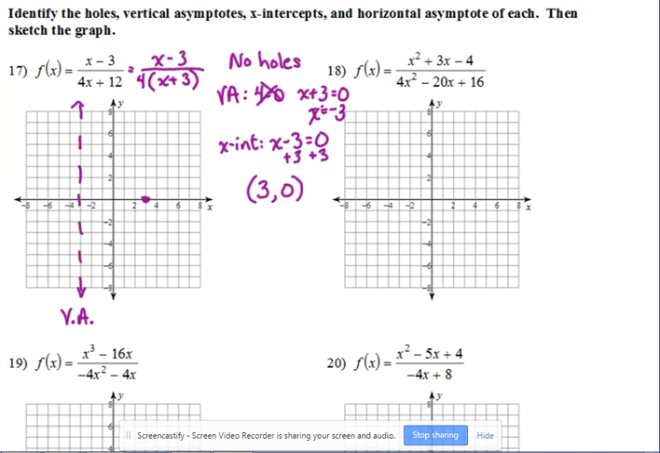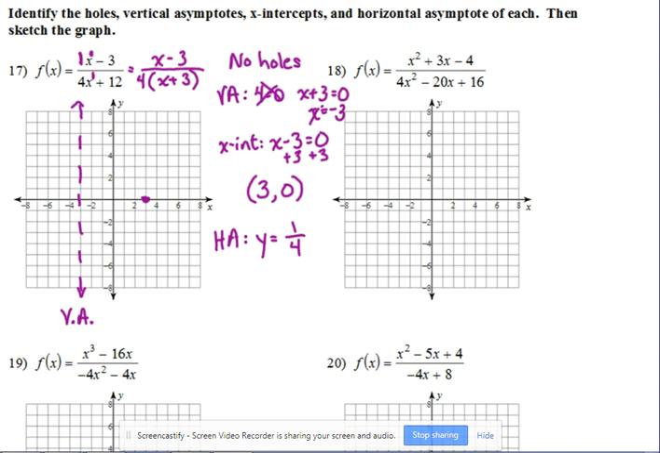All right, last thing we've got is the horizontal asymptote. I always go back to the original to figure out the horizontal asymptote. So I look at the original problem. What is the degree of the numerator? 1. That x doesn't have an exponent, so it's understood to be 1. What's the degree of the denominator? Degree 1. So they're the same. So we take the ratio of their leading coefficients. So this is y equals 1/4.